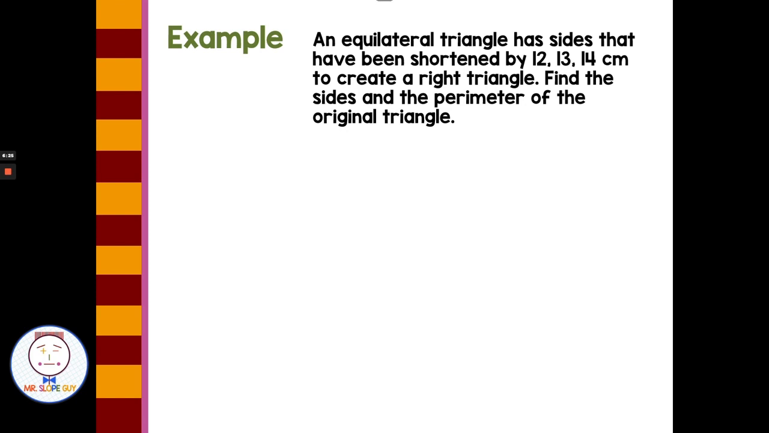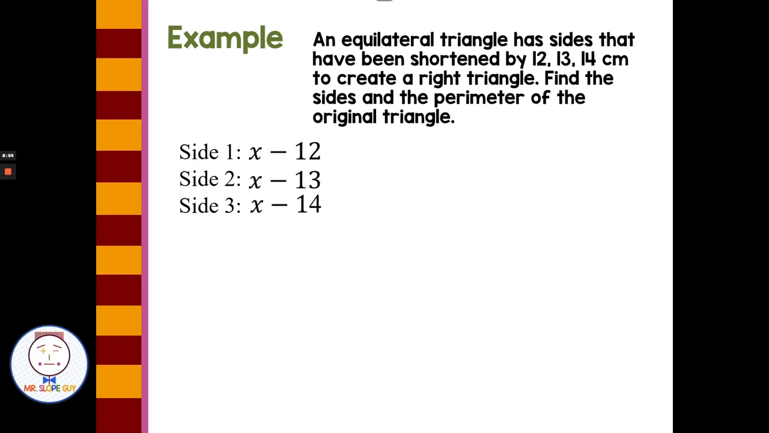And I need to make sure my final answer is asking for the perimeter of the original. So despite my work, when I go back at the end, I need to make sure my answer is the perimeter of the original triangle, which is an equilateral triangle. So let's go through and look at what we have. We have an equilateral triangle shortened by 12, 13, and 14. So if I start with x as one side, I'd have x minus 12, x minus 13, and x minus 14 to describe the sides of a right triangle.